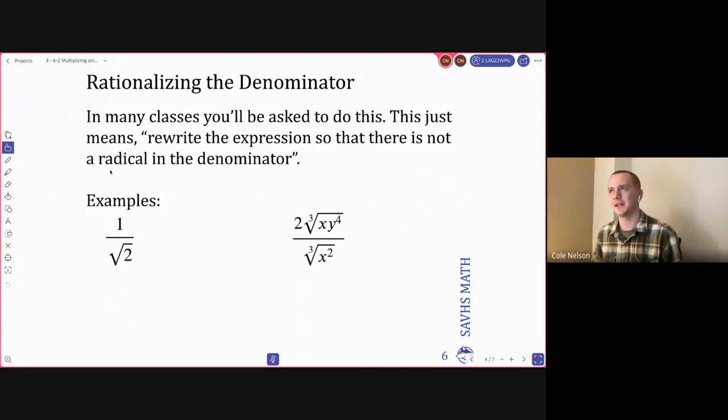Rationalizing the denominator, I'm not going to lie, is like one of these old vestigial organs, like your appendix of math, where you don't actually need it, but sometimes it just flares up and you have to deal with it. That's a horrible analogy. I'm sorry. Okay. What I mean by rationalize the denominator is I want not a radical in the denominator of these two expressions.